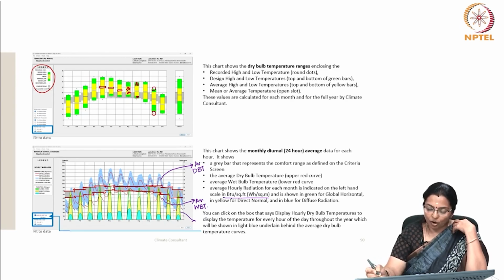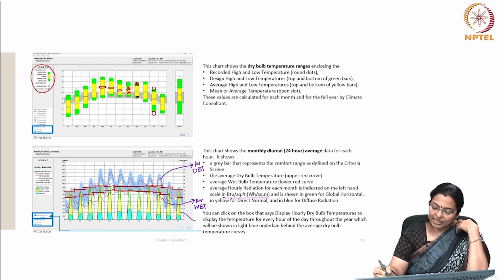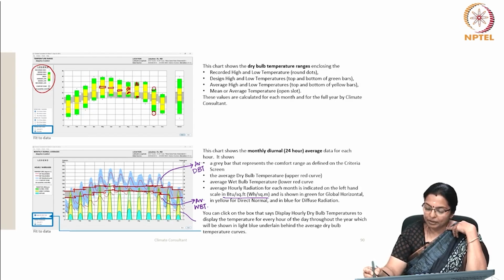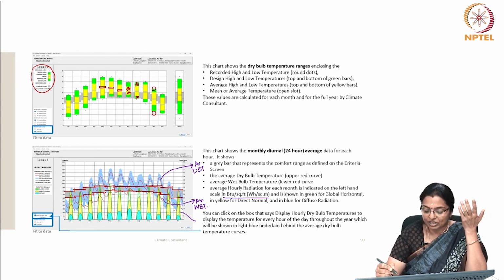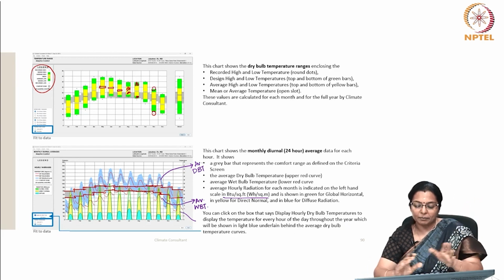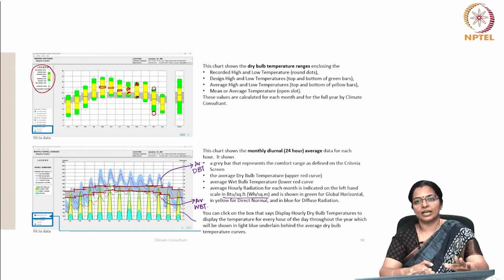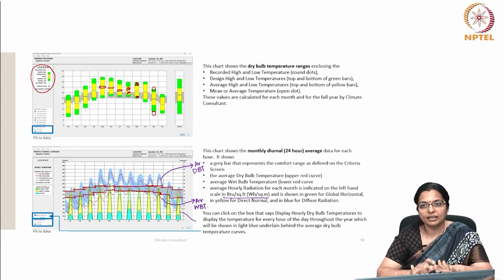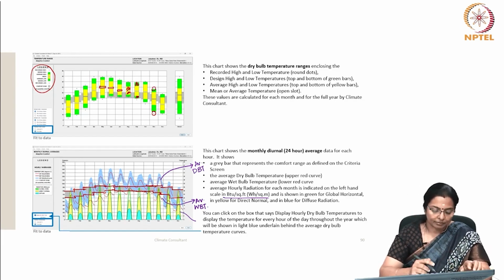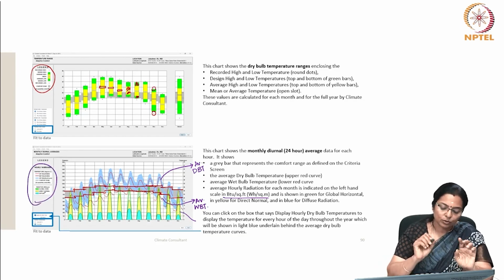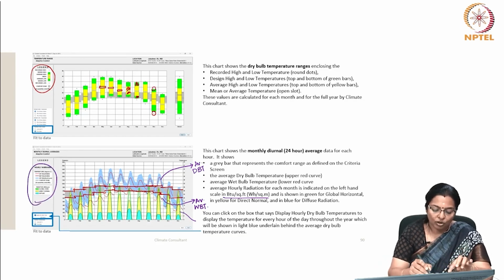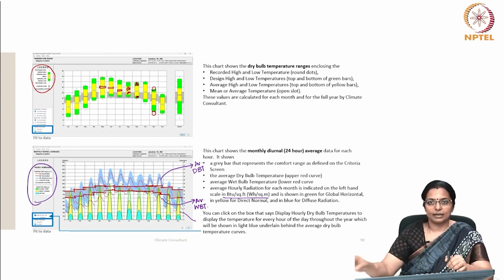You can click on the box here that says display hourly dry bulb temperature data, and then the temperature for every hour of the day throughout the year, which will be shown in light blue underline behind the average dry bulb temperature curves, will also come. But it will be too confusing because too much data will be presented here on this chart. This legend gives you the meaning of all these curves and colors in detail.